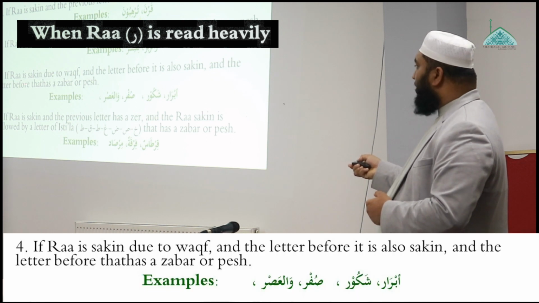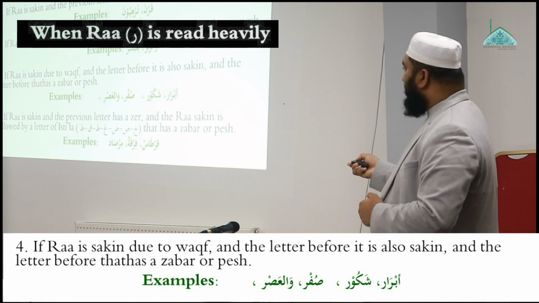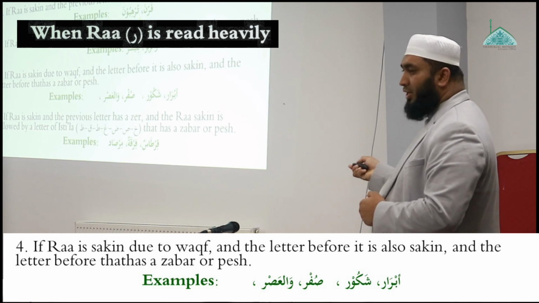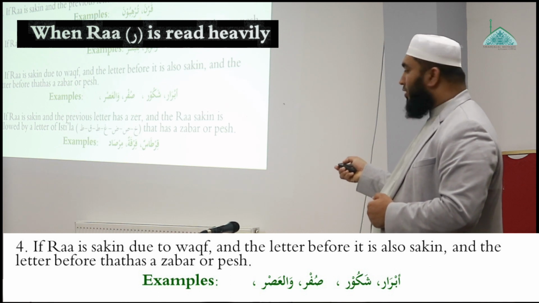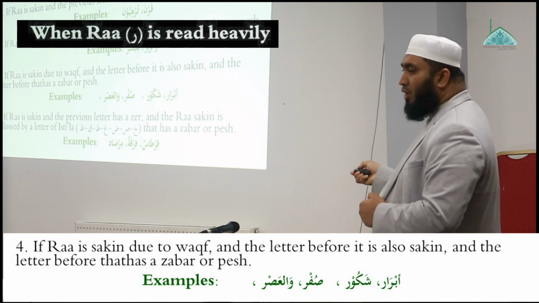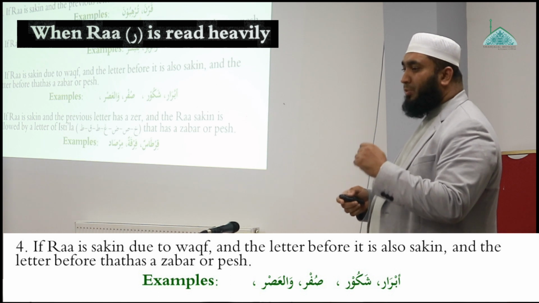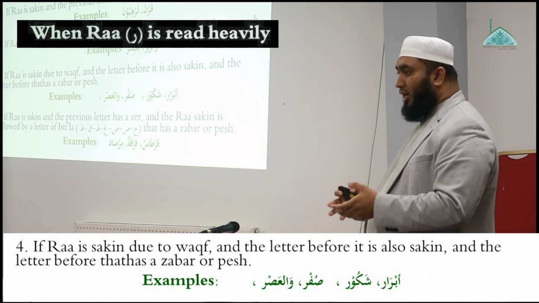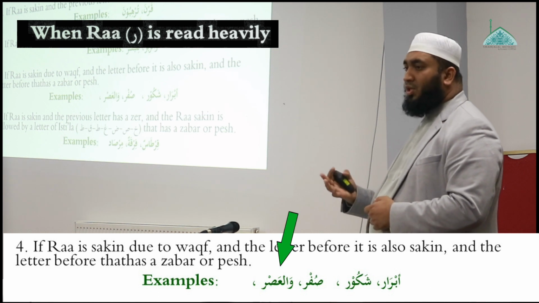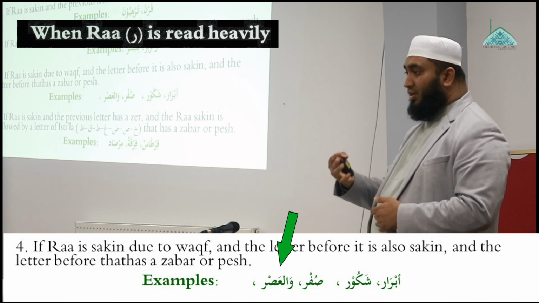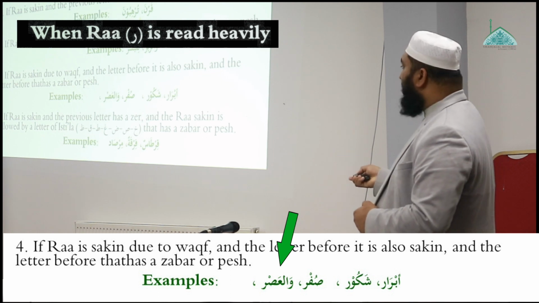Number 4. If Ra is Sakin due to waqf, because of the stopping, and the letter before it is also Sakin, and the letter before that has a Zabar or Pesh, Ra will be poor, or heavy. An example is Wal Asri. If you say Wal Asri innal insan, it was Re, but when you stop, it becomes Wal Asr. So when you stop on Ra, Ra becomes Sakin.